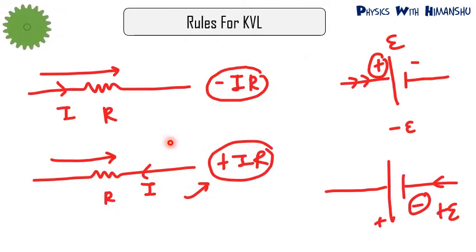Now you have to remember the rules for Kirchhoff's voltage law. If the direction of your movement and the direction of current are the same, then you have to write minus IR. If the direction of your movement and the direction of current are opposite, then you have to write plus IR. If while moving in a circuit you get the positive terminal first, then you have to write minus E. And if while moving in a circuit you get the negative terminal first, then you have to write plus E. So these four rules you have to remember.